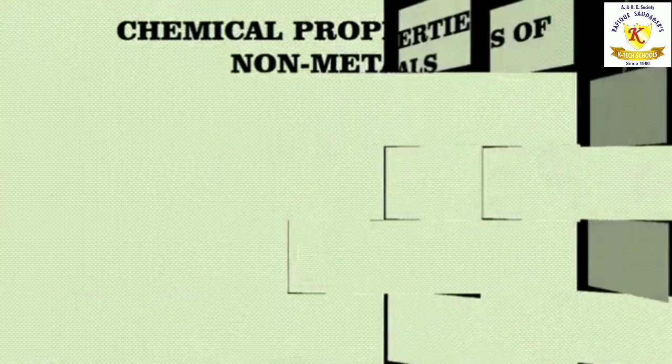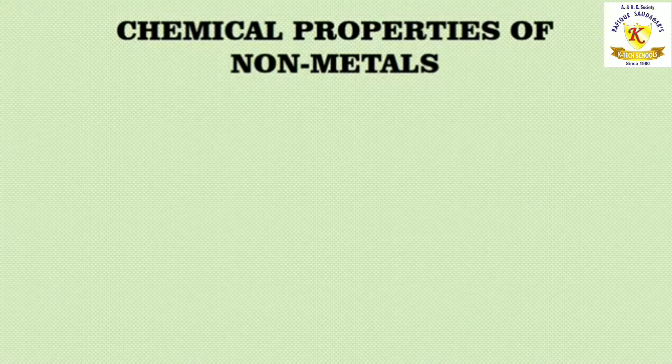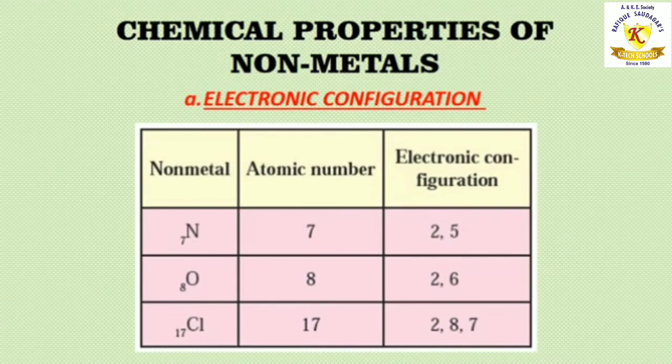Now children, moving ahead, let's study the chemical properties of non-metals. To begin with, the first chemical property we have is electronic configuration. Most of the non-metals have 4 to 7 electrons in their valence shell. Look at this table shown here.